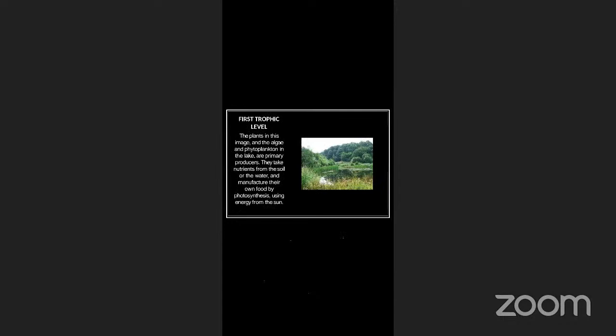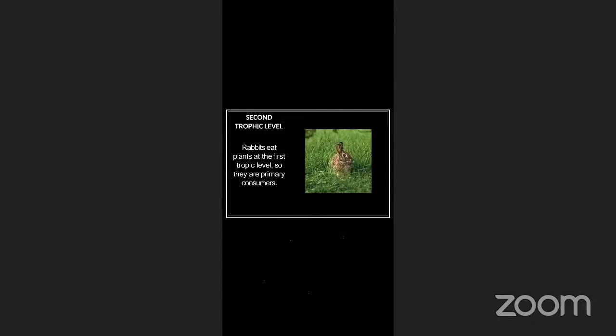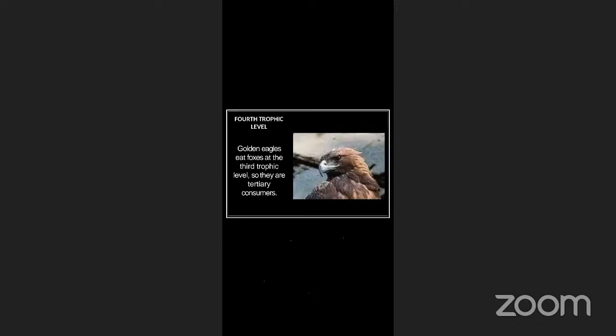So the same thing, in the first trophic level you can see phytoplankton and plants, algae, which produce the food. In the second trophic level, you have primary consumers. In the third trophic level, you have secondary consumers. And in the fourth trophic level, you have tertiary consumers like golden eagles and foxes.